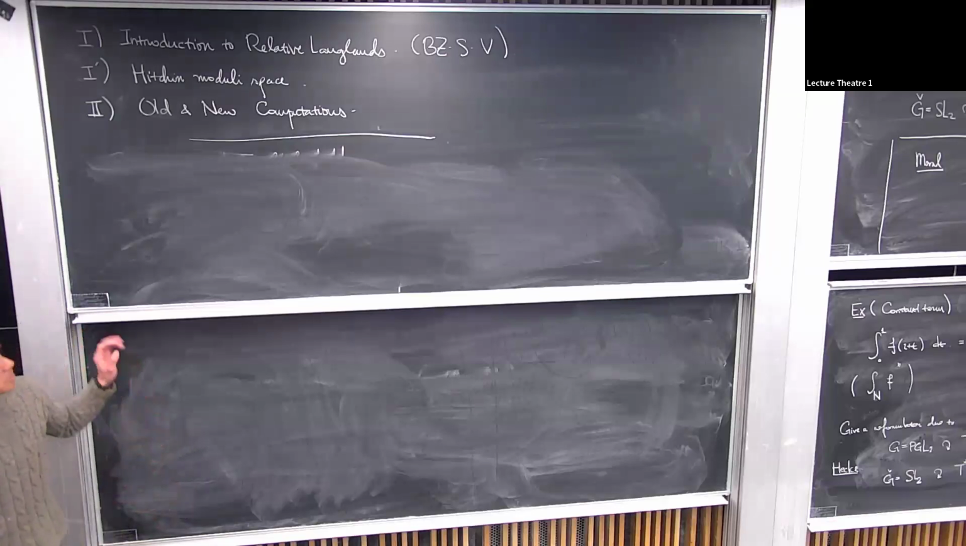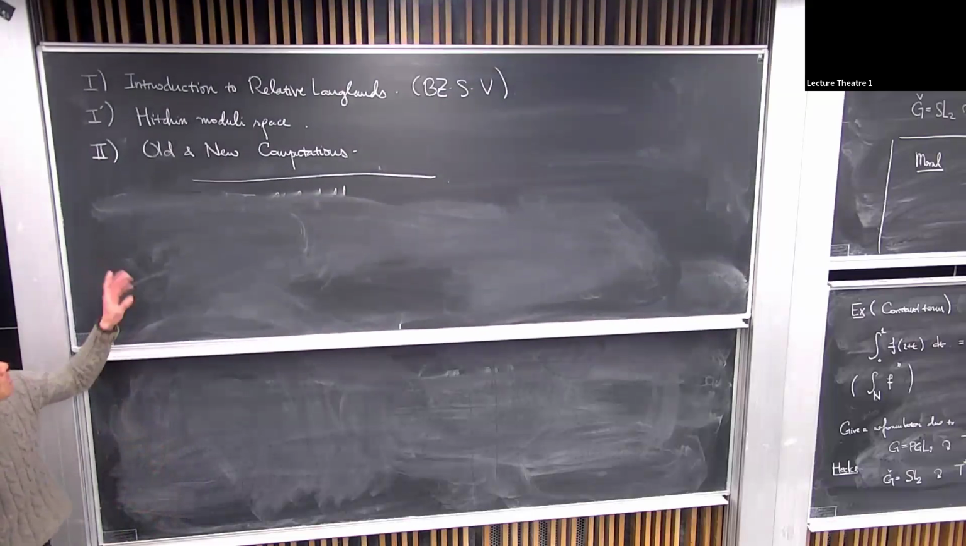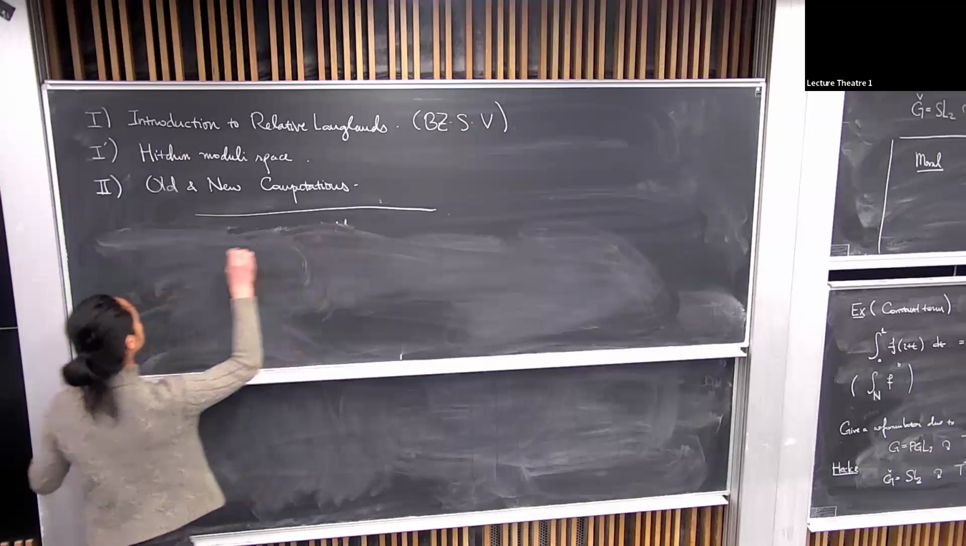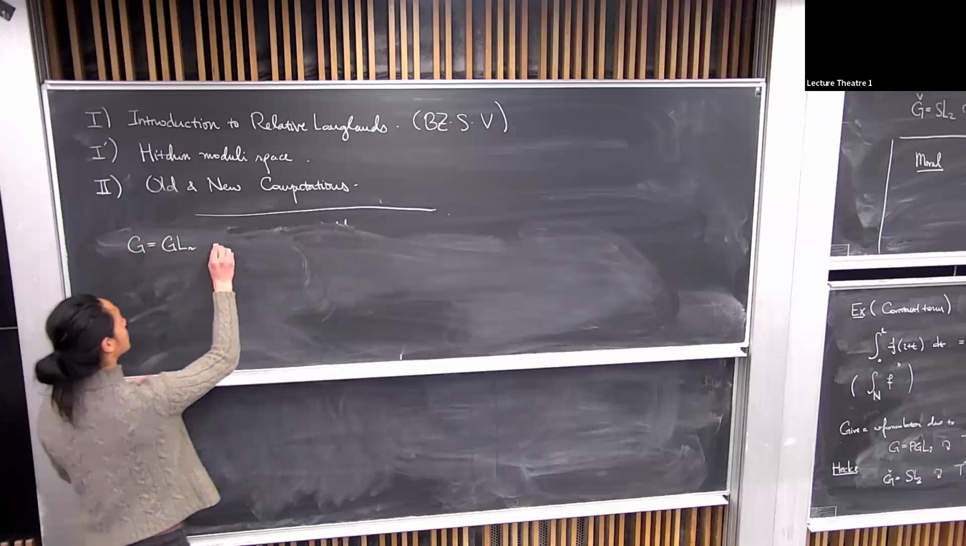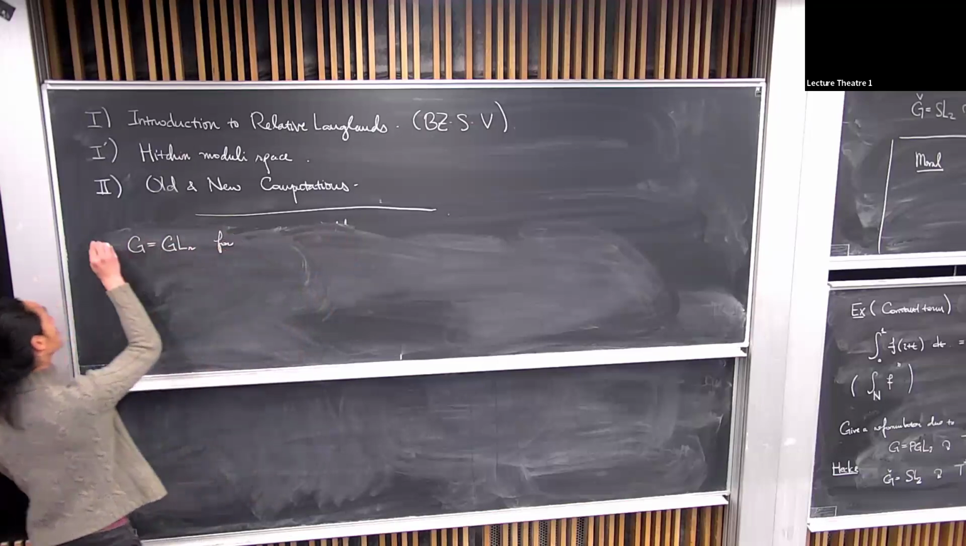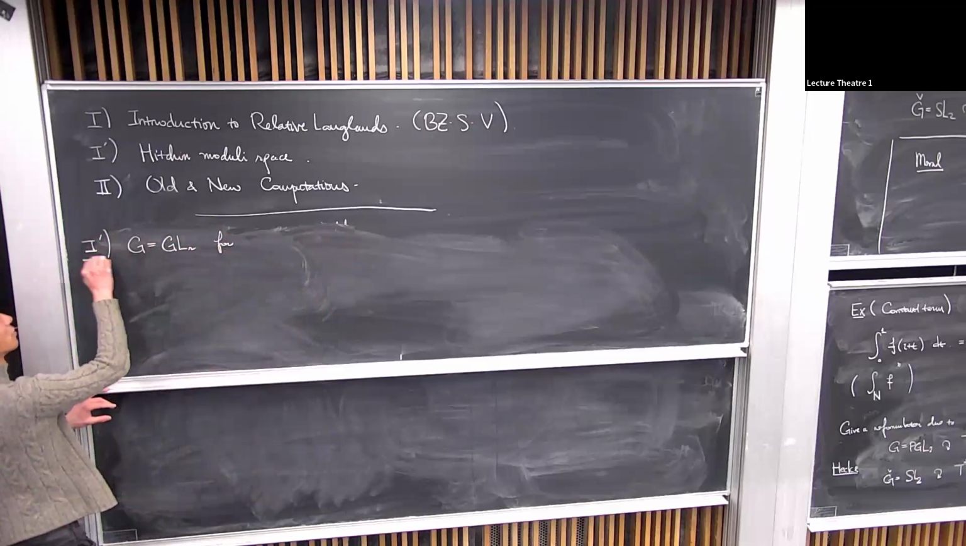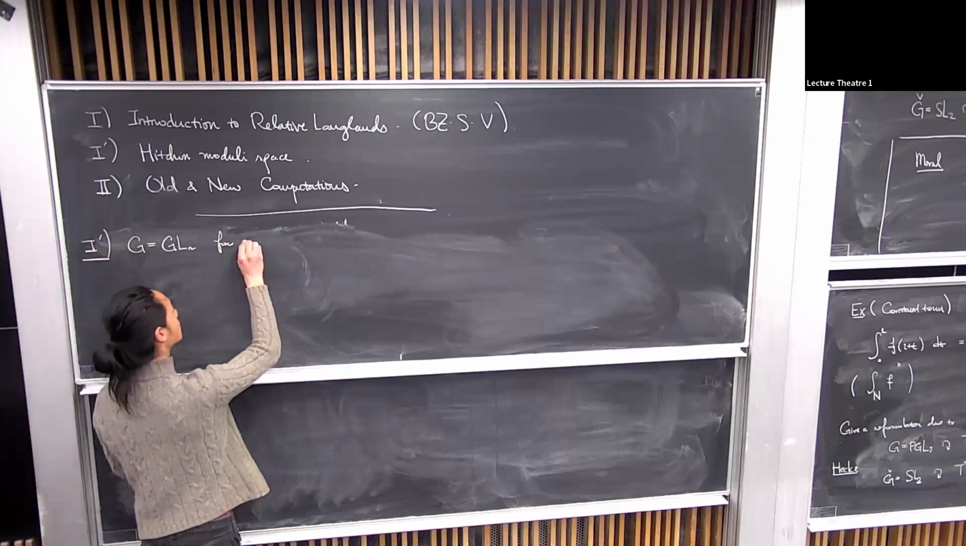Okay. So now let me go to the second part, or one prime, about Hitchin moduli space. And for this part, let me just say G is GL_N for simplicity. But you can probably guess the general definitions if you'd like.